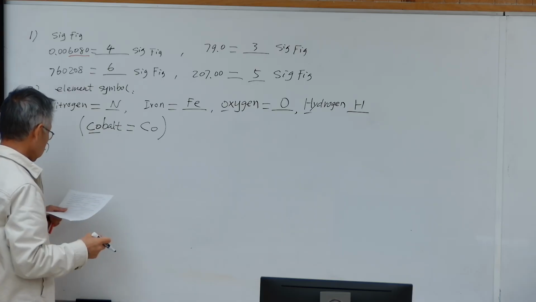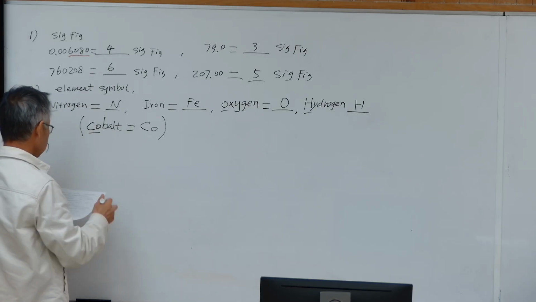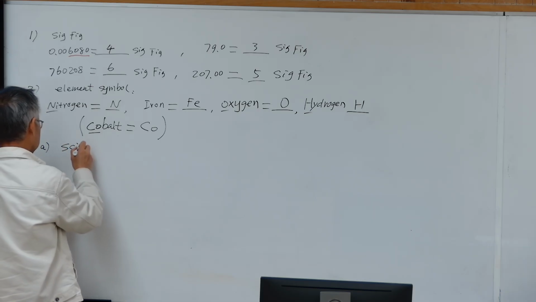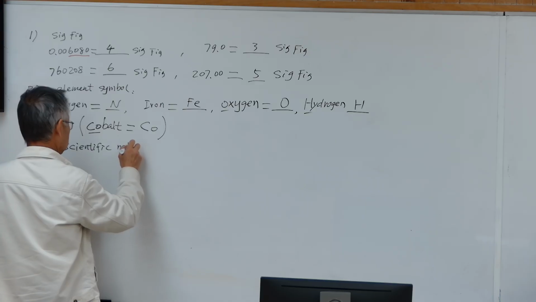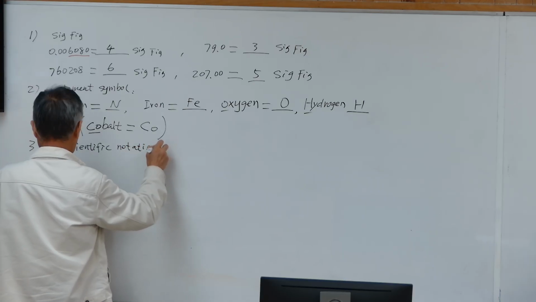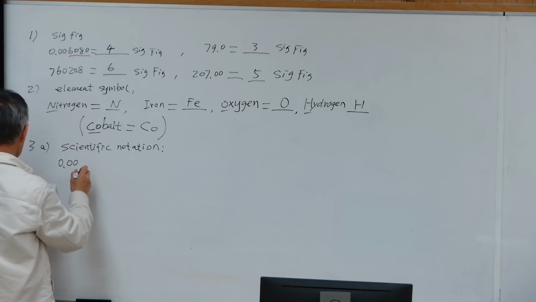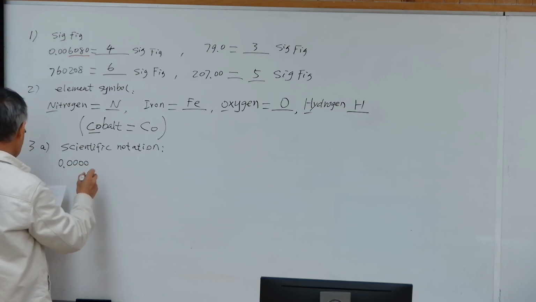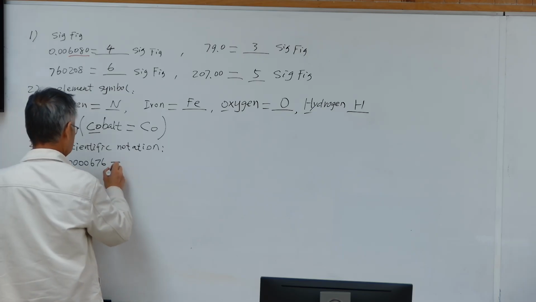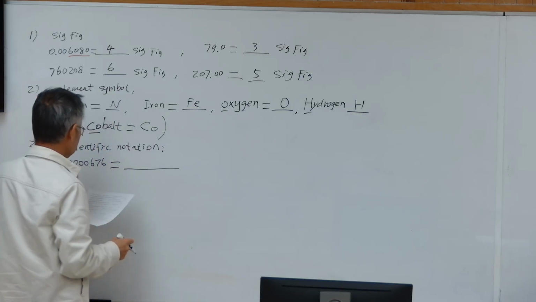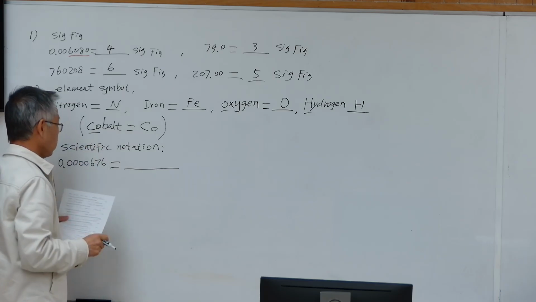Question 3, we have A, B, C, D. A, we have 2 numbers. It asks you to write each of the following numbers in scientific notation. The first number is 0.000040 before the first non-zero digit. How can you convert this regular number into scientific notation?